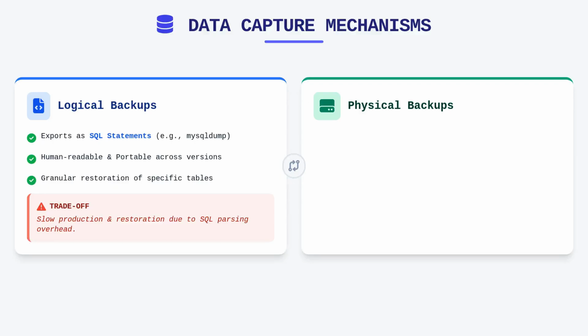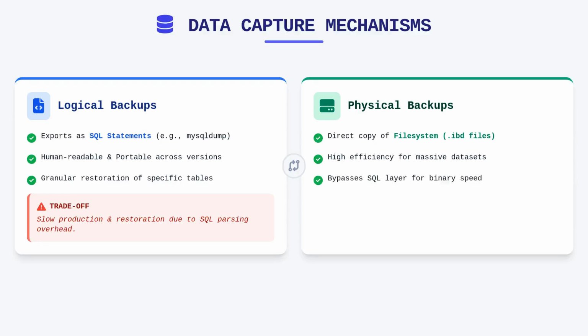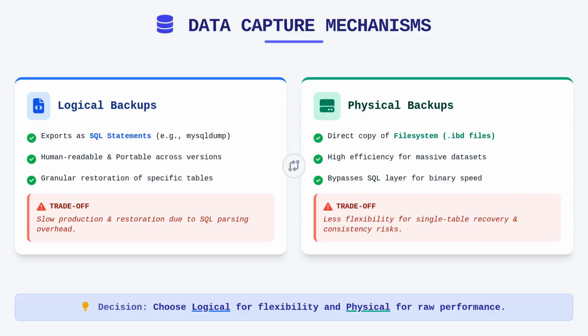Physical backups, by contrast, involve copying the underlying data files, such as the IBD files in InnoDB, directly from the file system. This approach is highly efficient for large datasets because it is essentially a binary copy that bypasses the SQL layer entirely during restoration. While physical backups are generally faster and capture the state of the system exactly as it resides on disk, they may require more care regarding consistency and are often less flexible when you only need to recover a single table from a huge database.